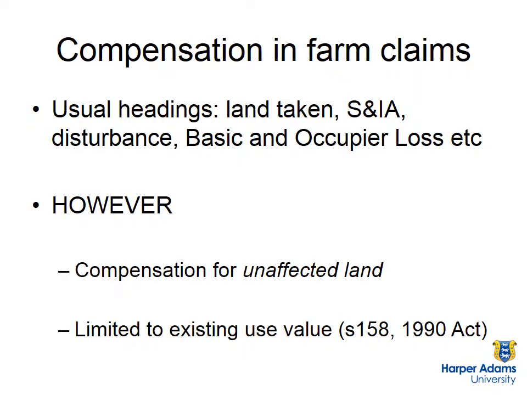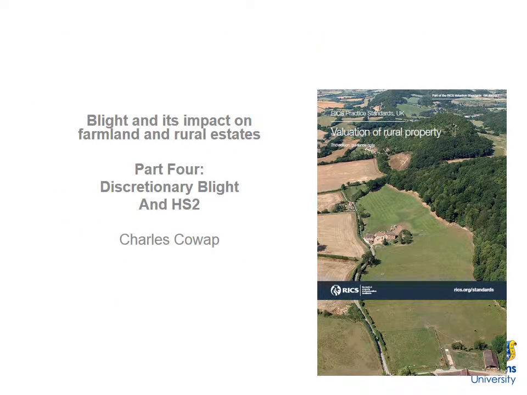So, an additional degree of complexity for blight in farm claims, but I hope these slides have made fairly clear what route has to be taken through those. That was the third of our 4 classes on blight and its impact on farmland and rural estates. In the next class, we're going to go on to look at discretionary blight and give a little update on where the HS2 blight provisions are up to at this time.